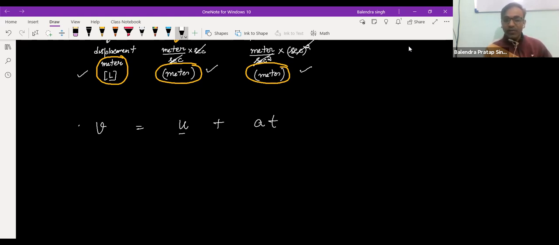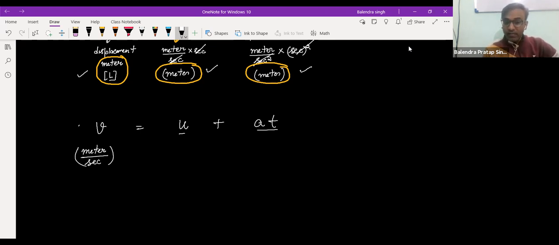So the unit of velocity is meter per second. This is a necessary condition that each and every term has the unit meter per second, and the at term must also have the unit meter per second. Then and only then will this equation be dimensionally correct. Otherwise this equation is not correct. This is one of the main applications of dimensional analysis, that you can check the homogeneity of dimension and say whether this equation is correct or not.